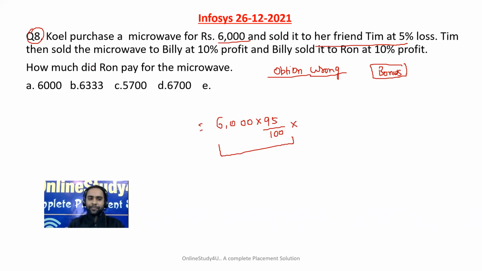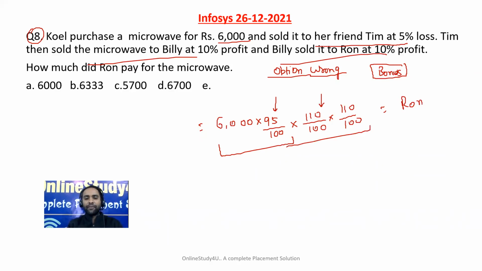Now Tim is selling this microwave at 10% profit, so 110 by 100. If there is any kind of profit, add it to 100 and divide by 100. If there is any kind of loss, subtract from 100 and divide by 100. Then Billy also sold it to Ron at 10% profit, so again 110 by 100. This is what Ron is going to pay, and I have done it in only one line.